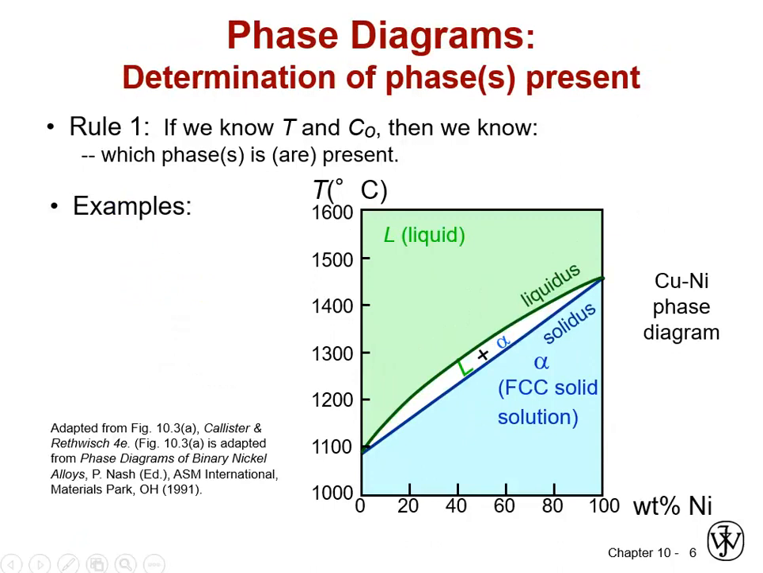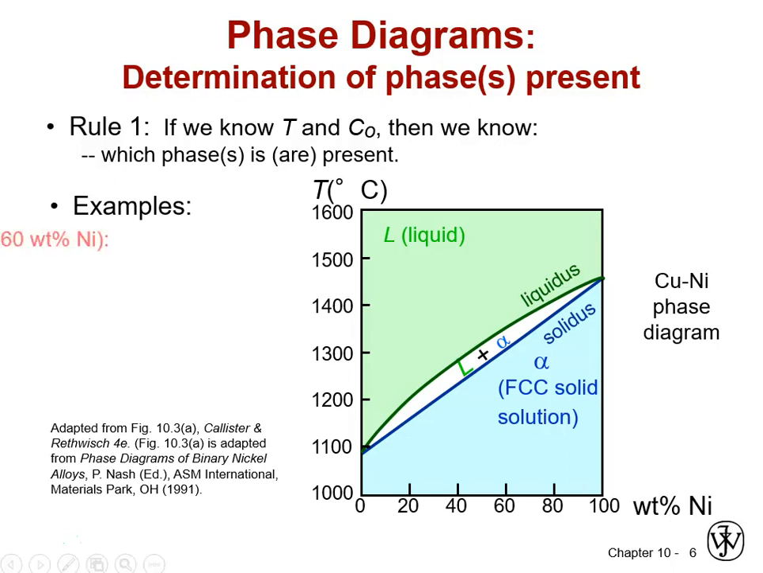Okay. So now we're going to look at what happens in that two-phase region that has liquid plus our alpha face-centered cubic solid solution, because that is a two-phase region, and we have to know how to walk our way around two-phase regions in terms of how much of each phase is present, and then what's the actual composition of each of the two phases that are present.